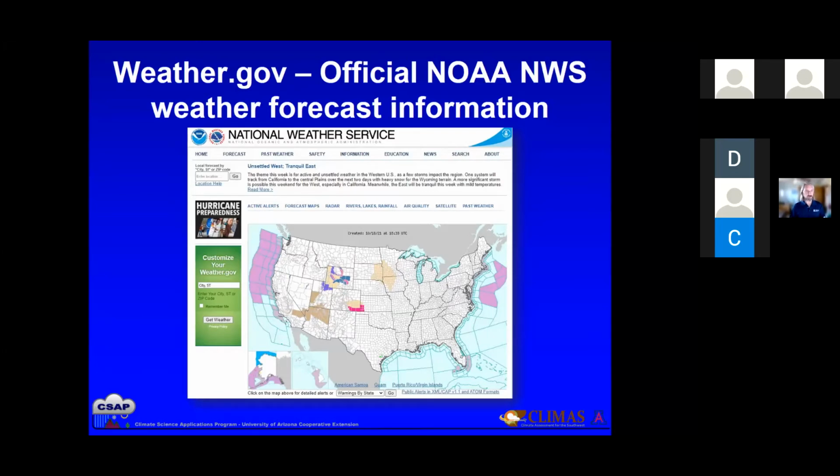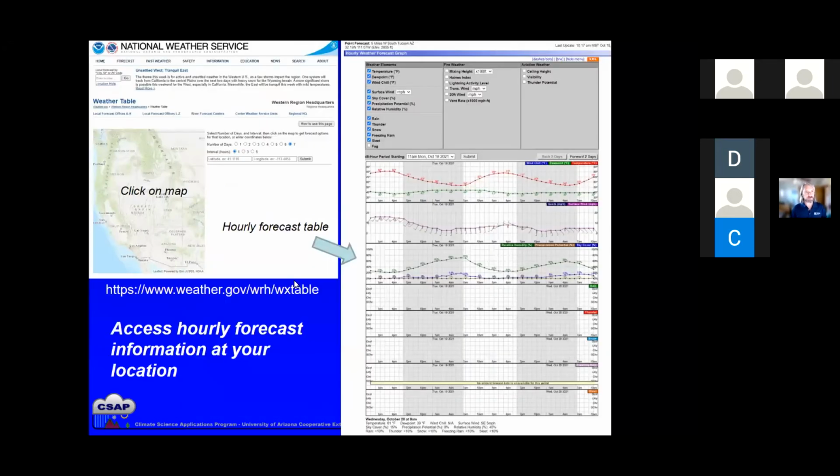It can be really tricky to find the information that you need sometimes. So here's a quick shortcut to some buried gems in the page. I have been working with the Weather Service to see if we can get some of this information, especially for agricultural applications, a little more refined. But here's a really nice tool. This is out of the Western Region headquarters.